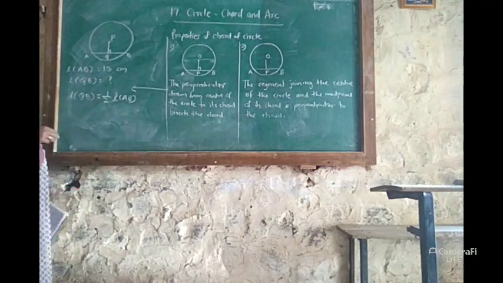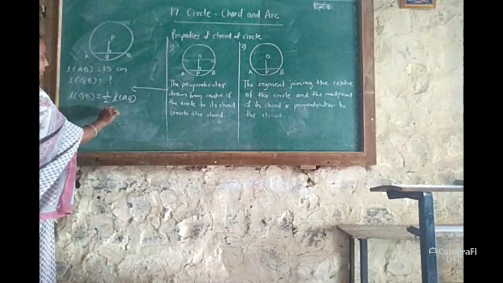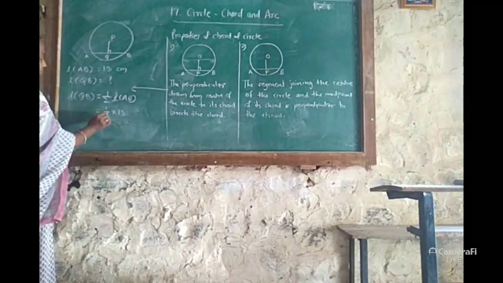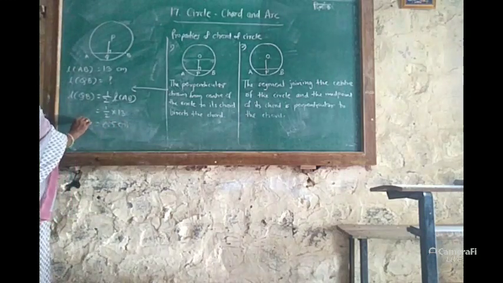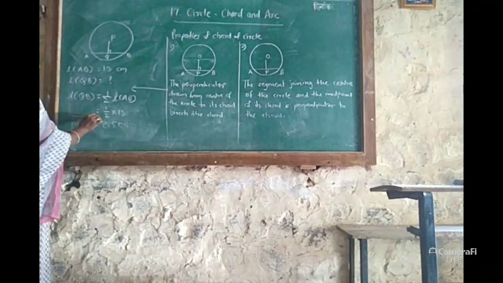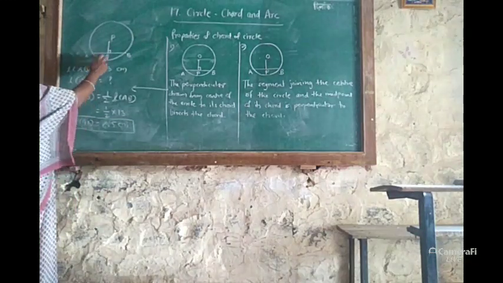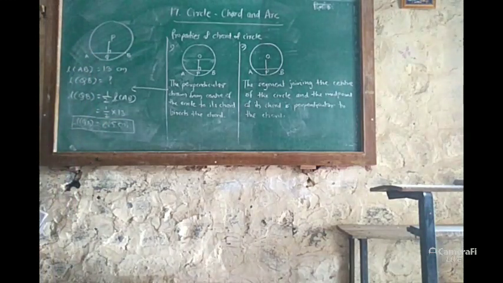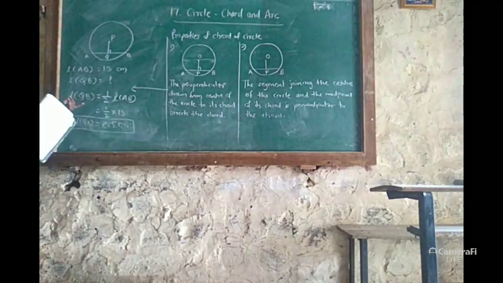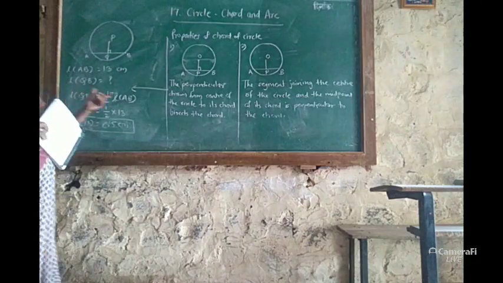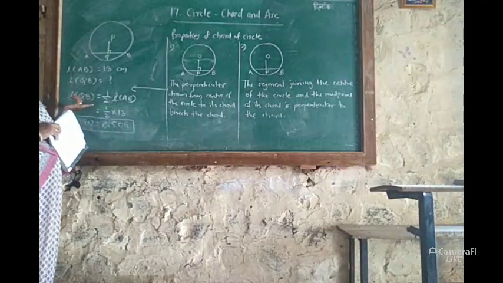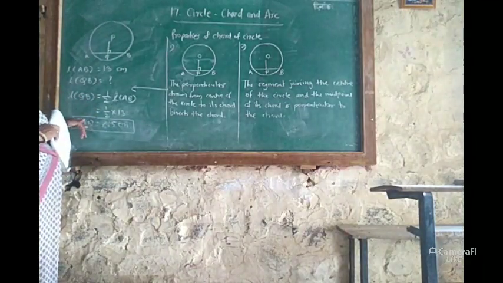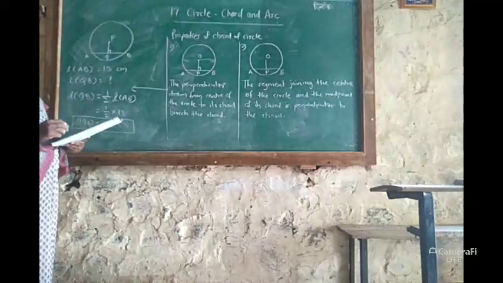Length of AB is 13, so 1/2 into 13 is equal to 6.5 centimeter. Here length of QB will be 6.5 centimeter. Length of AQ will also be 6.5 centimeter because the perpendicular bisects the chord into equal parts. Thus, before solving the example, we have to write the properties. You have to write this property first and then show the statement here. Thus by solving the example, length of QB will be 6.5 centimeter.